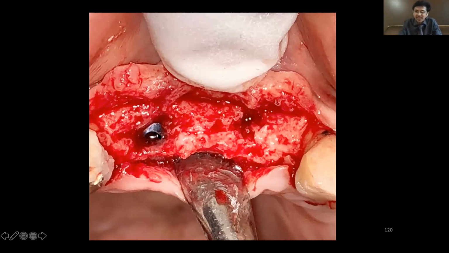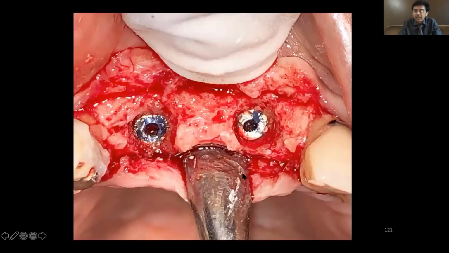I was able to see. But ultimately, what I had to do was pick up a rotor and a round carbide burr, and I had to expose the implant. So this much was the amount of regeneration.